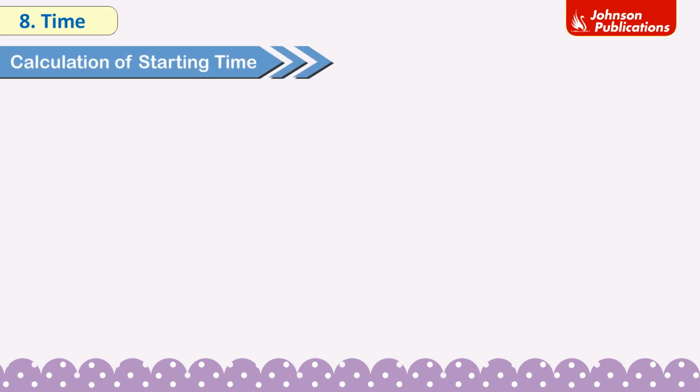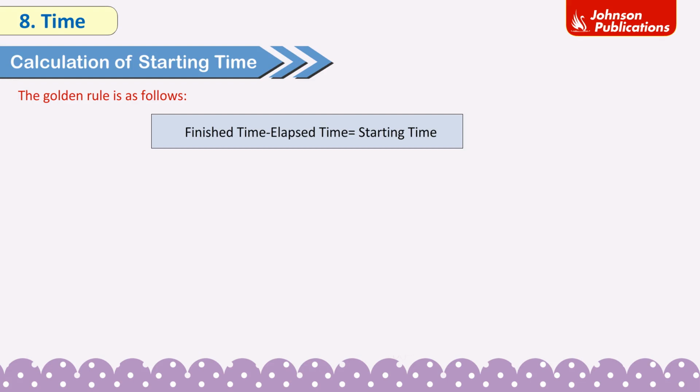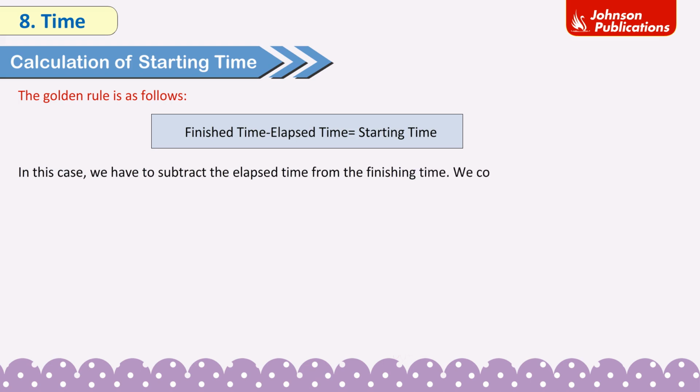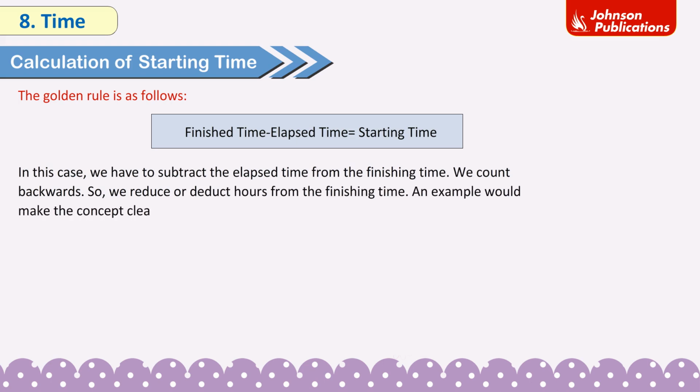Calculation of starting time. The golden rule is as follows. Finished time minus elapsed time equals starting time. In this case, we have to subtract the elapsed time from the finishing time. We count backwards. So, we reduce or deduct hours from the finishing time. An example would make the concept clear.